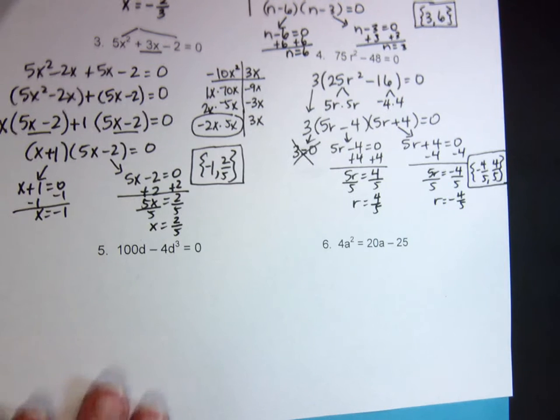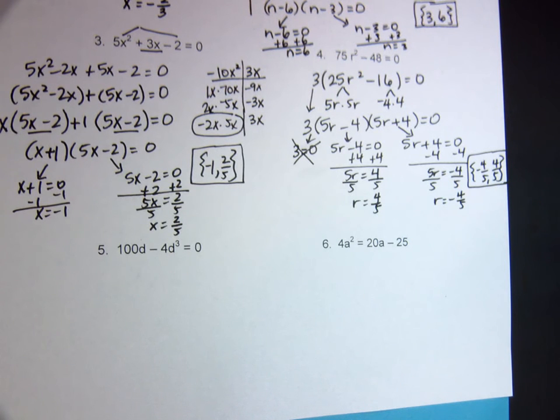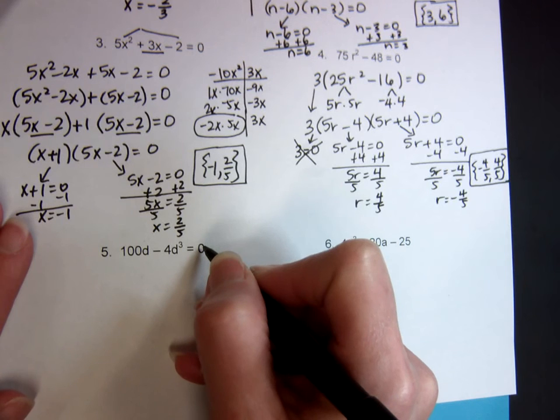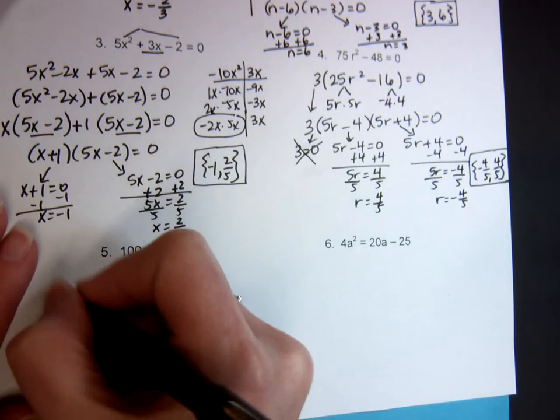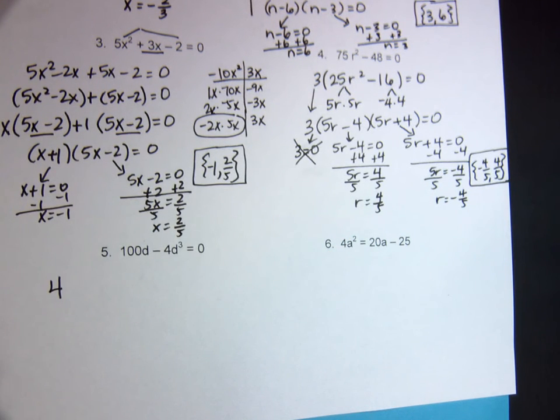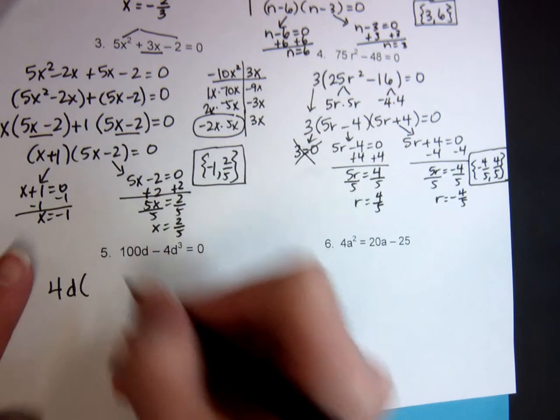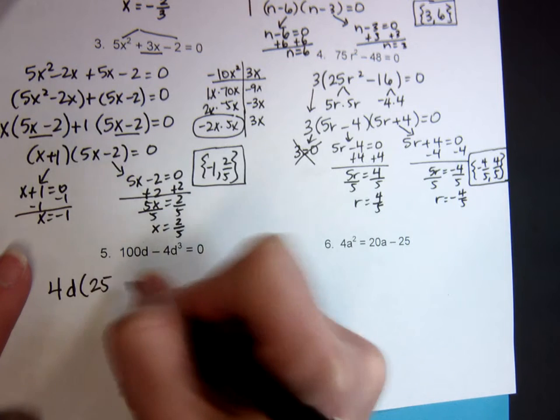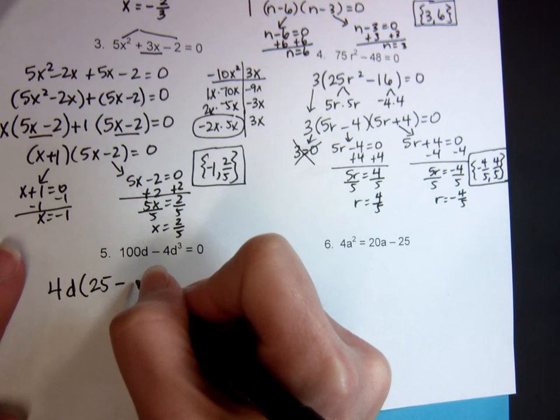Okay, let's go on to number 5. Do they have a greatest common factor? Yes, it's equal to 0. That's what we needed. And they do have a greatest common factor of 4. Do they have anything else in common? A D. So then this would give us 25 minus 1D squared.